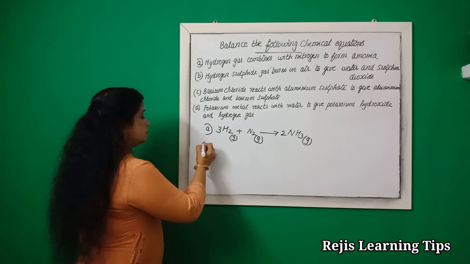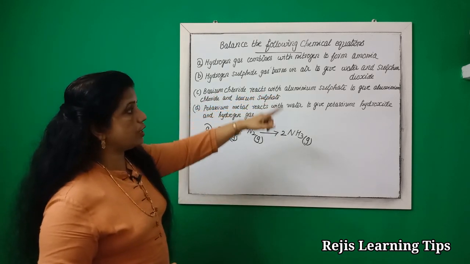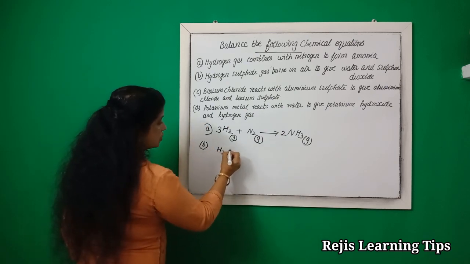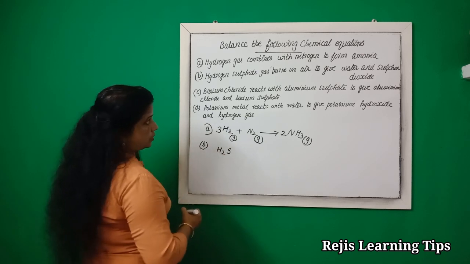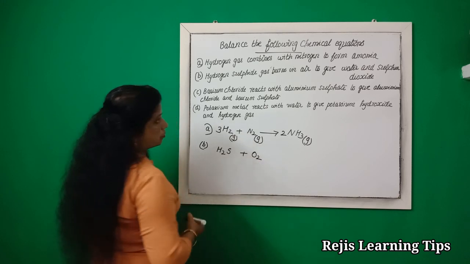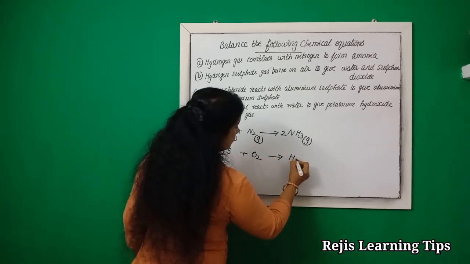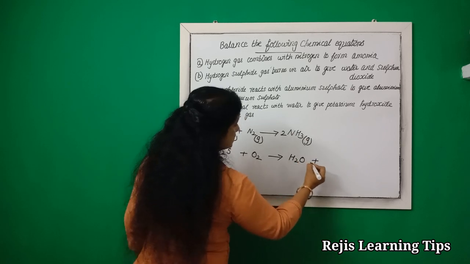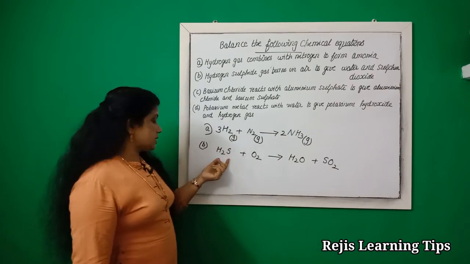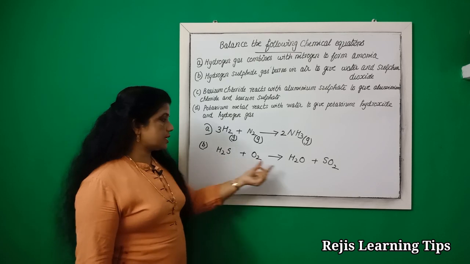Then second question, hydrogen sulfide gas burns in air to give water and sulfur dioxide. Hydrogen sulfide gas, hydrogen sulfide, that is H2S, burns in air. Air means that is oxygen, to give water and sulfur dioxide, SO2.